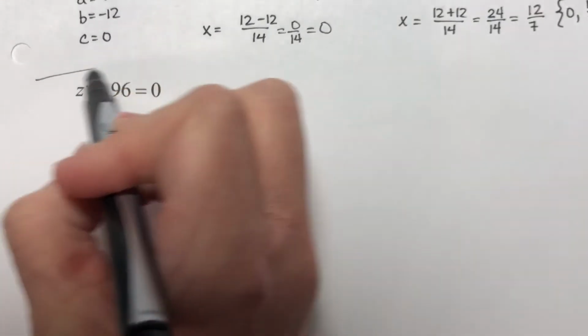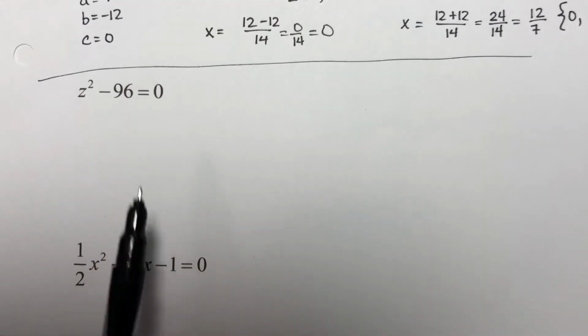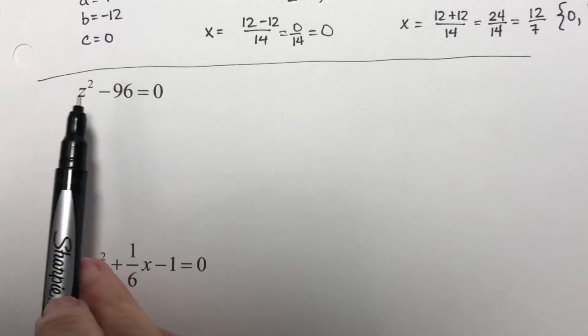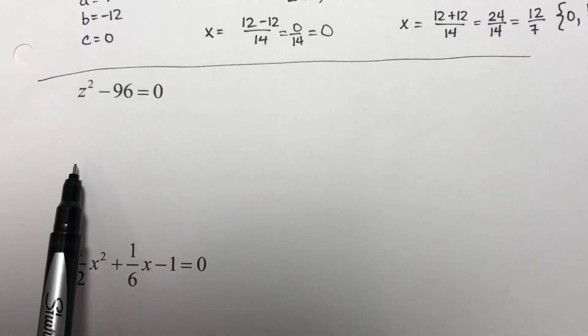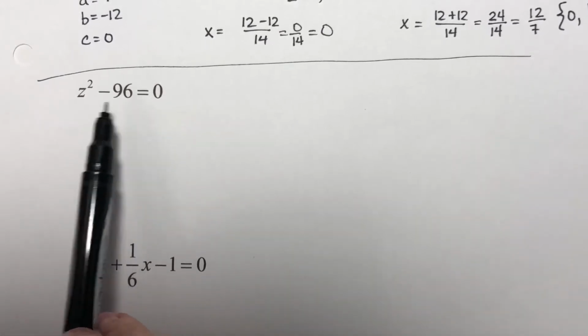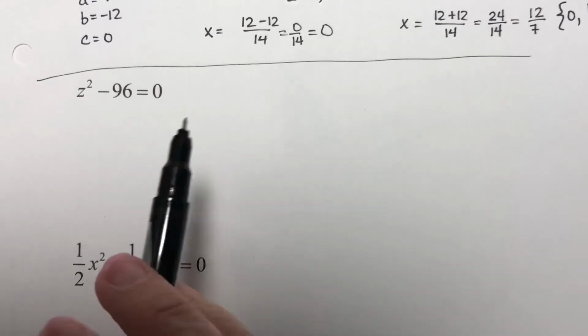Okay, so let's look at this one. z squared minus 96 equals 0. Now, at first, this looks like it might be a difference of squares, and you might think, I'm going to see if I can factor this. But 96 is not a perfect square, so that's not going to work for us. This is not factorable. This is not something we would have been able to work using the other methods. Let's talk about what we have.